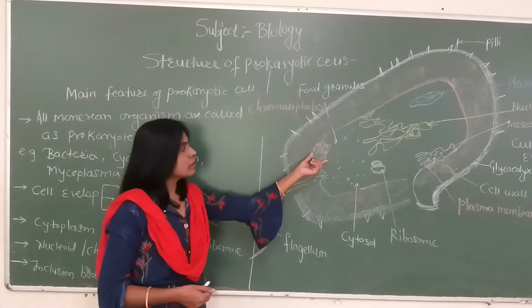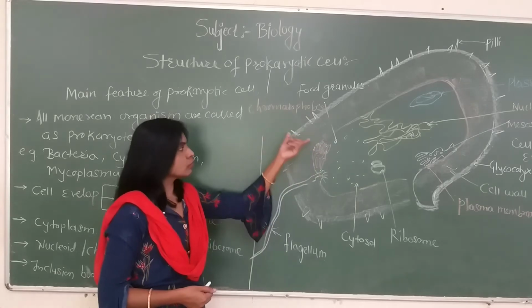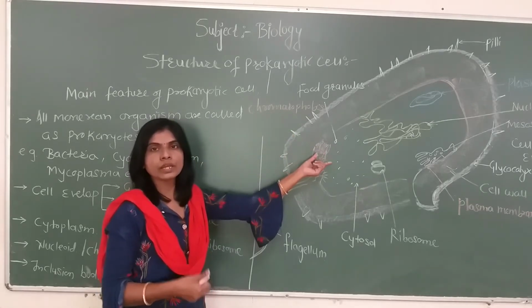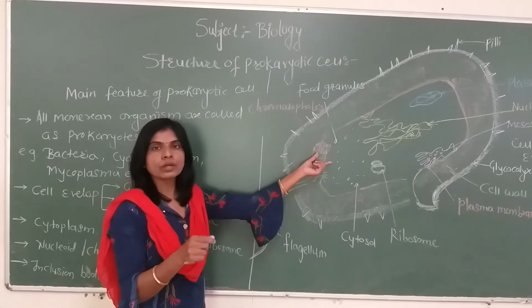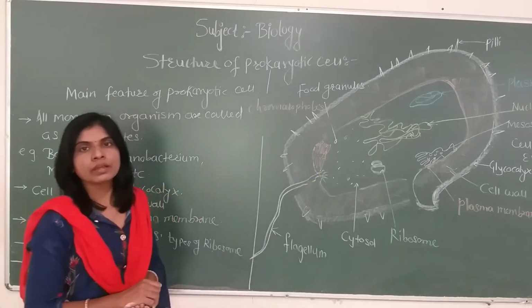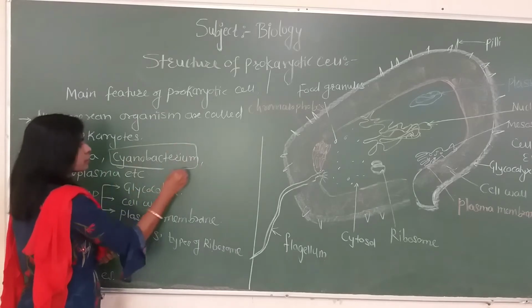So in this manner, infoldings of the plasma membrane with the photosynthetic pigment behave as a chloroplast and perform photosynthesis. It is not commonly seen in all prokaryotes. It is seen only in the prokaryotes that are able to do the process of photosynthesis. They are called autotrophic prokaryotes. Example, blue-green algae, or we call them cyanobacteria.